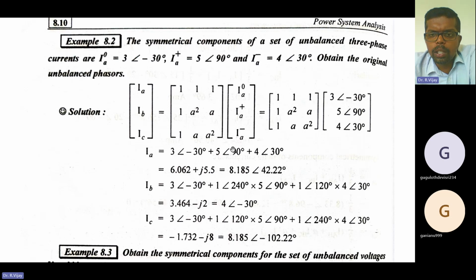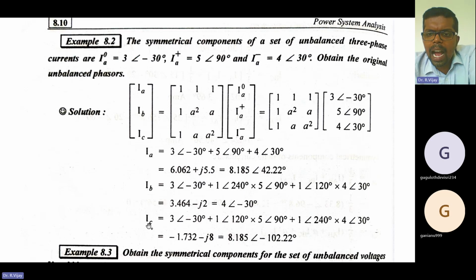Here, IB is equal to, you need to multiply 3 into 3 at the angle of minus 30 degree. Next, A squared, which is 1 at the angle of 240 degree as I said, into 5 at the angle of 90 degree. Plus, again, A is nothing but 1 at the angle of 120 degree into 4 at the angle of 30 degree. Simplify it or change it to complex format, add all the things, and again convert into polar format. So you will get the answer as 4 at the angle of minus 30 degree.